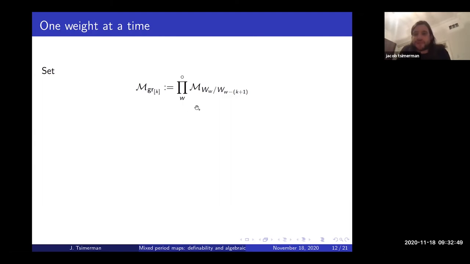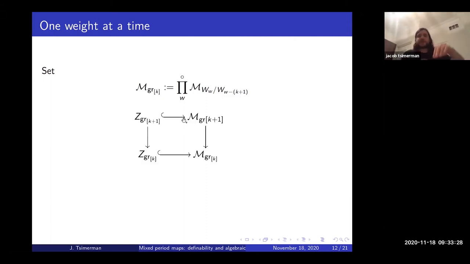So for every W, we can look at the quotient of the little W piece mod the W minus K plus one piece. This records K different weights and the extensions between them at a time. And then we're going to take the product, but with the circle on top, which just means that you want some compatibility. If you take two consecutive ones, they overlap on K minus one weights, and we want the extension data there to be the same as gotten from either one. This circle just means you have this compatible product where you're not recording some weird extra stuff.